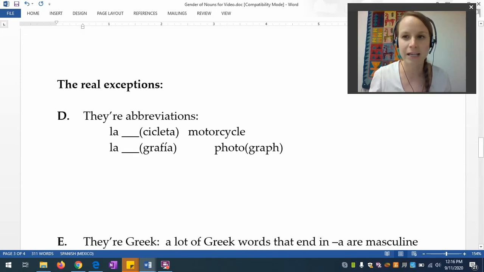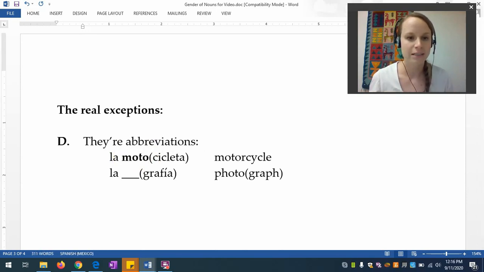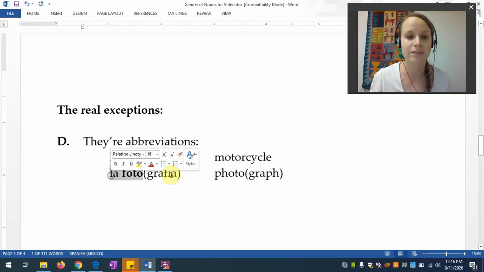Okay, we have a few times where there's an exception to the rule of o masculine, a feminine. So the word motorcycle is generally just the shortened version, moto, but you say la moto. So even though it ends in an o, it's a feminine noun. And then la foto. Just like in English, we usually say photo, we don't usually say photograph. In Spanish, you usually say la foto instead of la fotografía. So they end in o, but they are feminine.